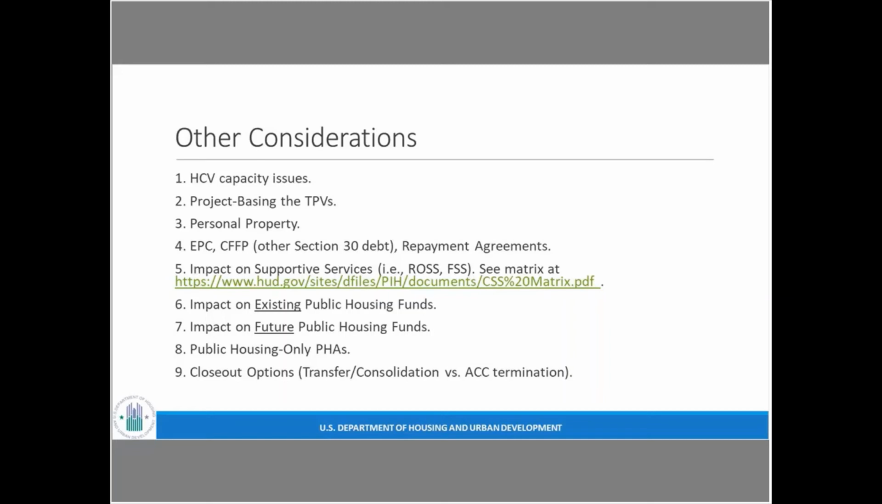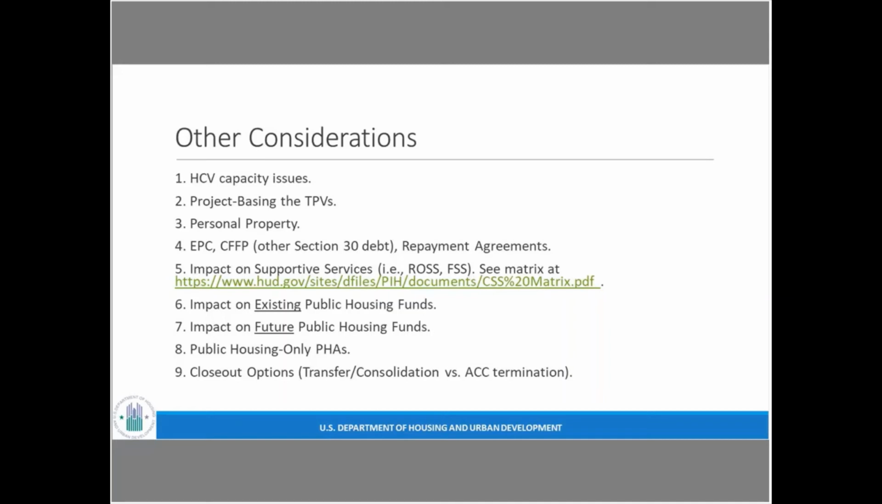The other thing you can do is think about transferring or consolidating your public housing program to another PHA, and this is particularly attractive to PHAs if a housing authority isn't able to spend down all their public housing funds prior to when they want to close out.